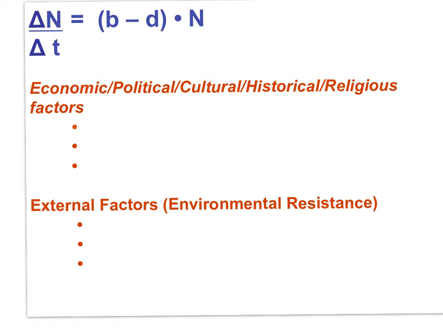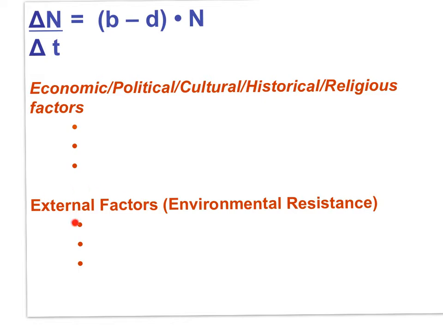I've left off the internal factors because clutch size and age of reproductive maturity are not very important in the growth of human populations. Instead, in human populations, economic, political, cultural, historical, and religious factors are more important influences on birth rates. The economic, political, and cultural factors that influence birth rates are the subject of this movie, and maybe you can already name a few of these factors.